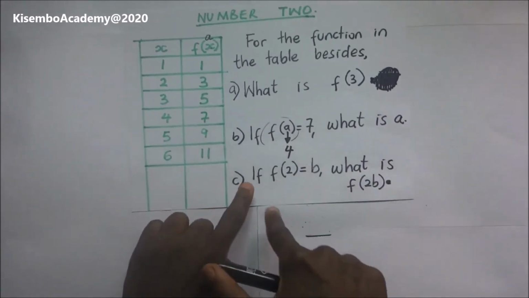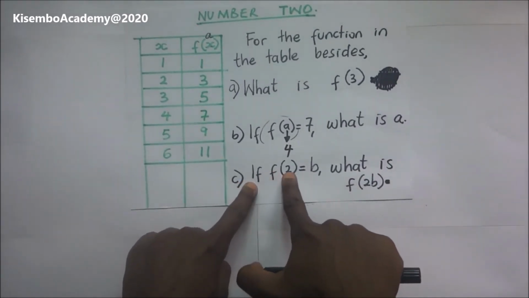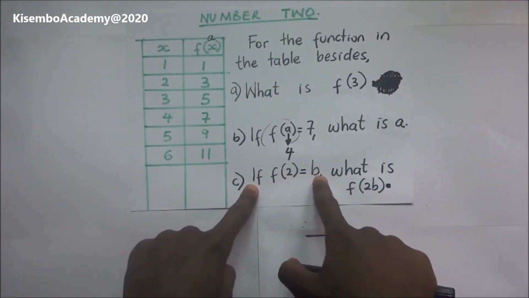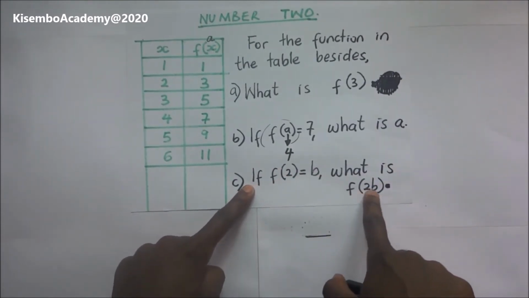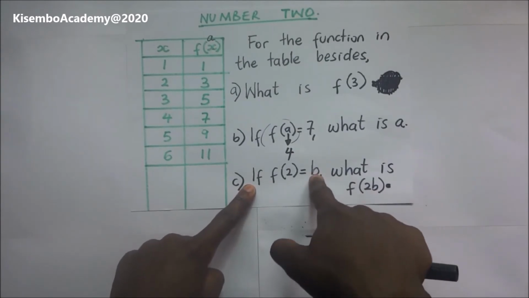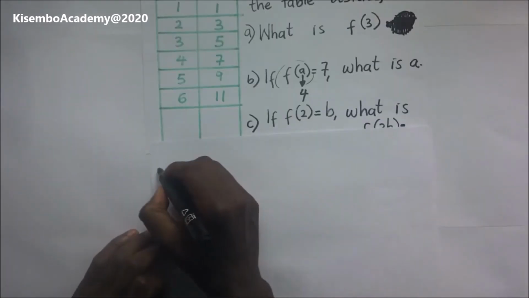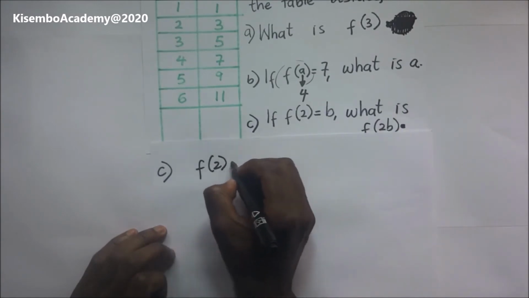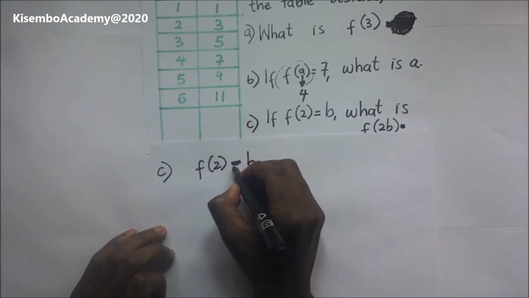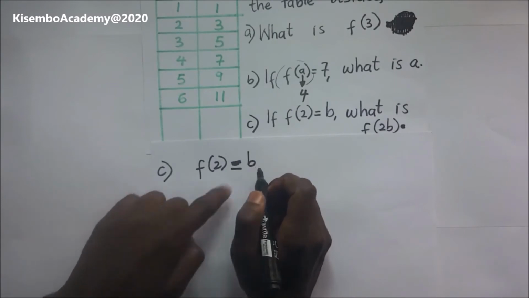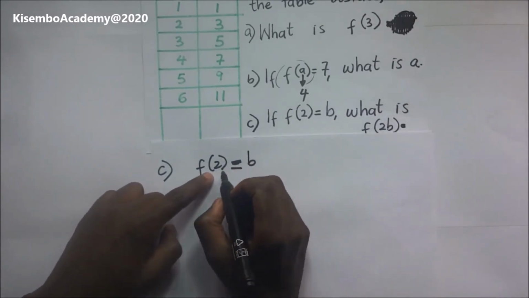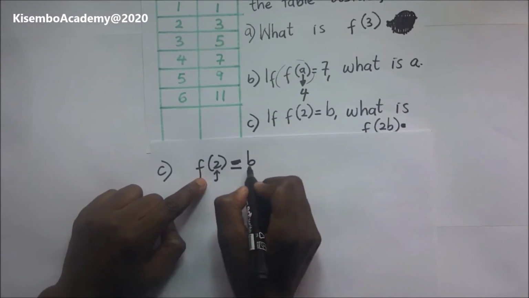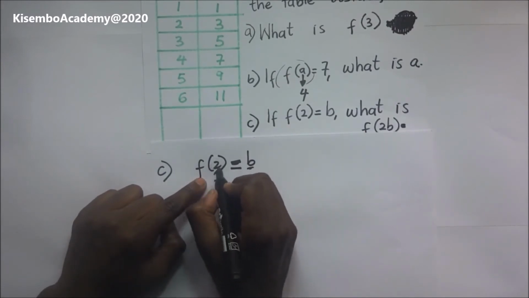Now let's go to part C. We are being told that f of 2, or when the value of x is 2, the function is equivalent to b. What is the function of 2b? So it means we need to first find b. To first get the value of b, we've been told that it is b when the value of x here is 2.